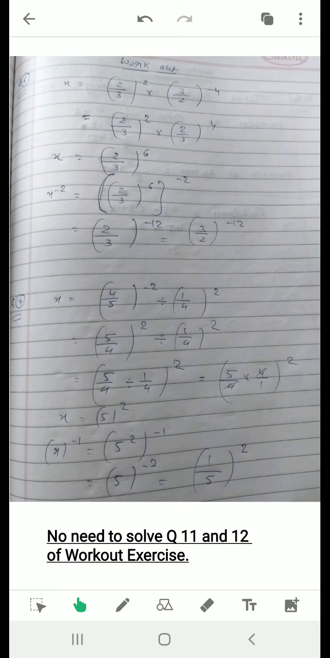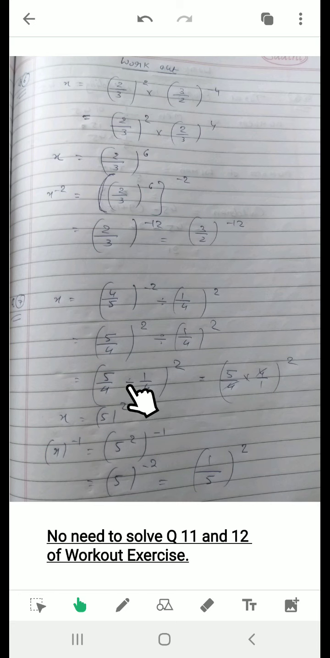Okay. A similar question is the next one, the 7th question. It is given x equal to (4/5)^-2 divided by (1/4)^2. This minus 2 I convert into plus, then 4/5 will be written as 5/4, divided by (1/4)^2. Now you can see the powers are the same. If powers are the same, then the power can be taken as common. Now the question is (5/4 divided by 1/4)^2.